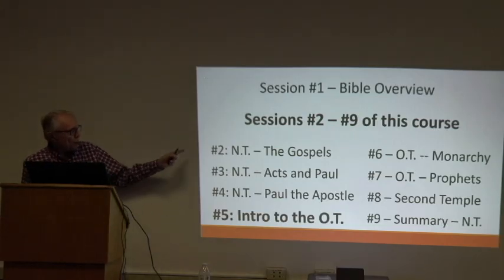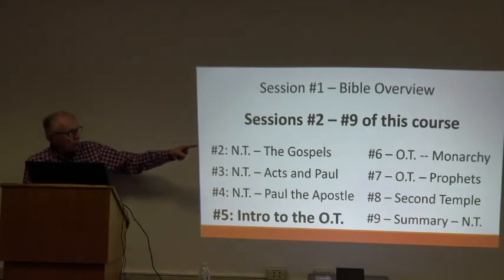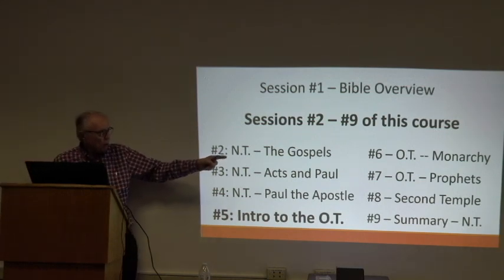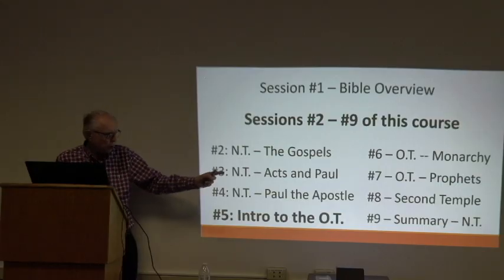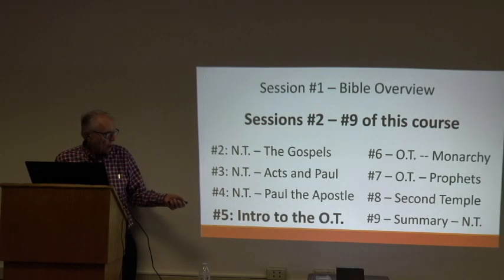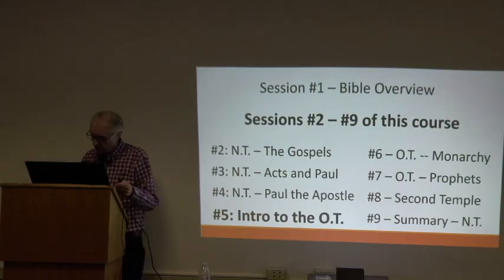The overview, the New Testament Gospels, Acts and Paul, New Testament Paul, and this is where we are today, the intro to the Old Testament. And then we're going to do next week the Old Testament monarchy, about the kings of Israel, and then the Old Testament about the prophets of Israel, and finally the Second Temple period, and then the summary of the New Testament. This is where we're at right now.